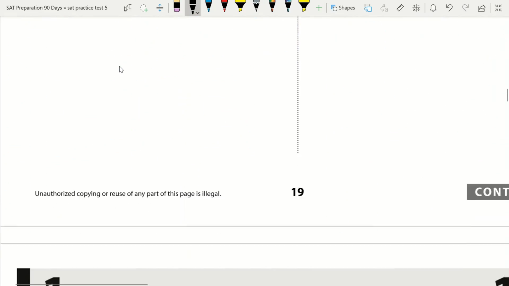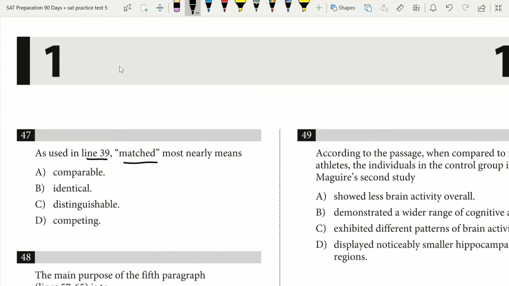If we take a look at our options, we see identical as an option. The problem with that is you're never going to have two people who are identical, so that's going to be wrong. The correct answer there is going to be comparable, not distinguishable, not competing. Let's take a look at 48.